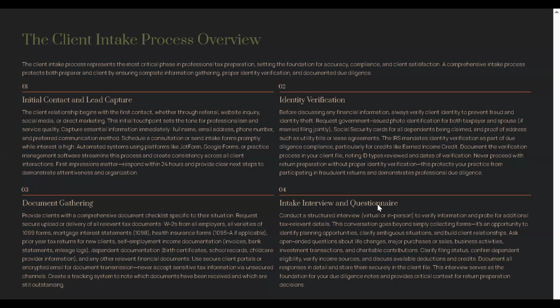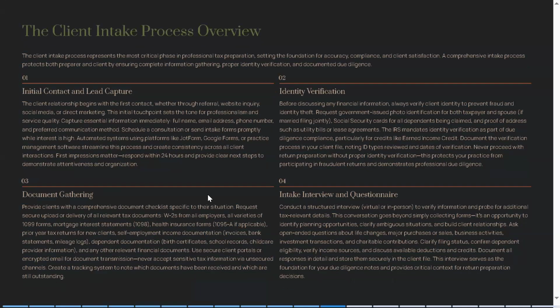For every client whose taxes we're going to prepare, we need to have an unexpired ID and a social security card. We need a social security card, birth certificate, school documents, health insurance. You don't have to have every single one of those, but we need them for all of the other dependents on the tax return as well.